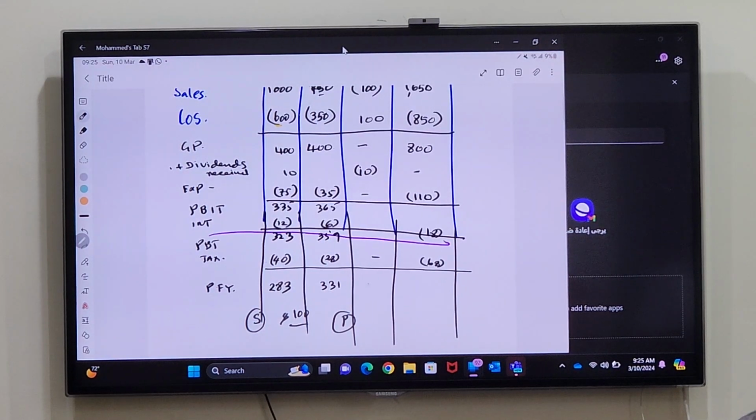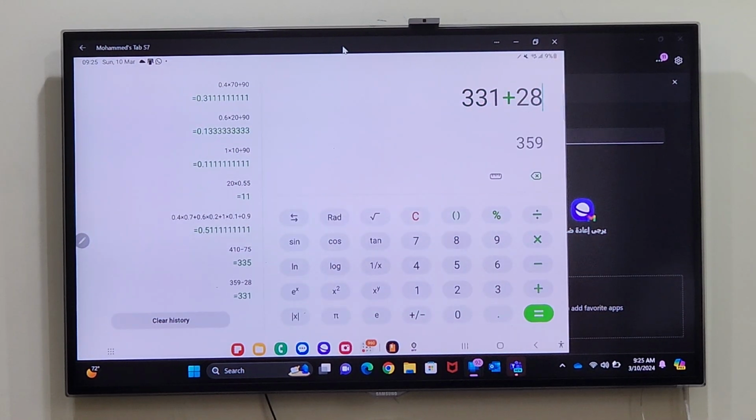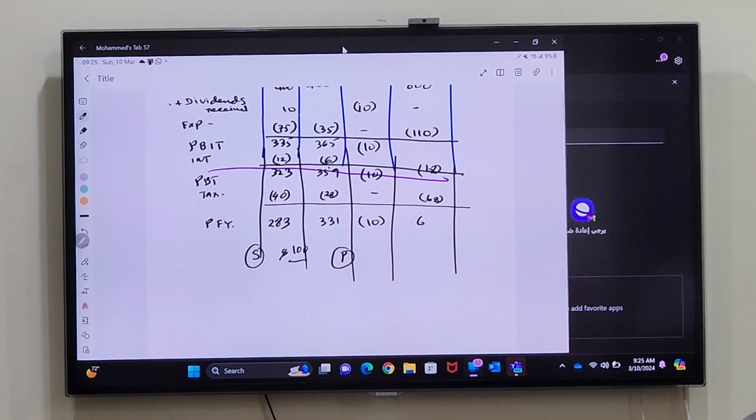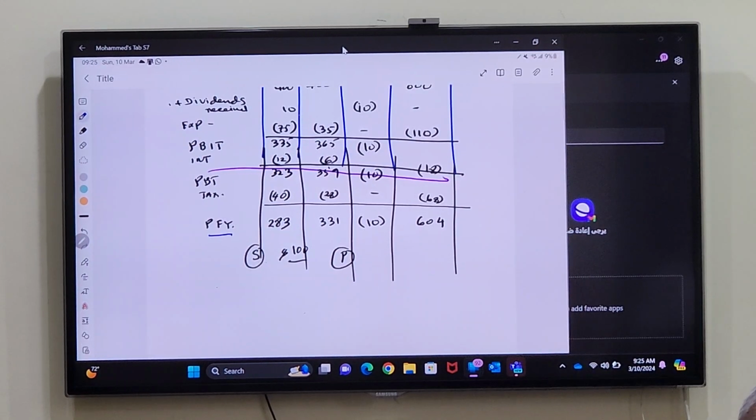And then this 10 will continue. Okay. Now 283 plus minus 604. And we name this as what? We name this profit for the year.